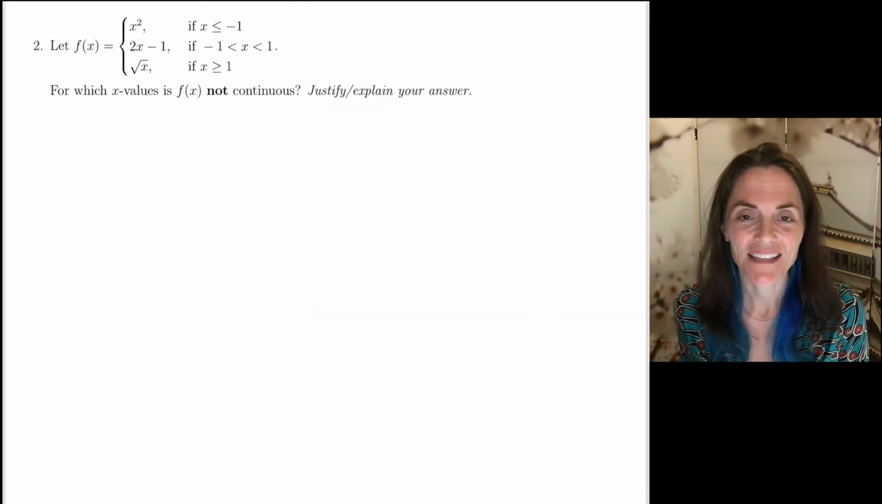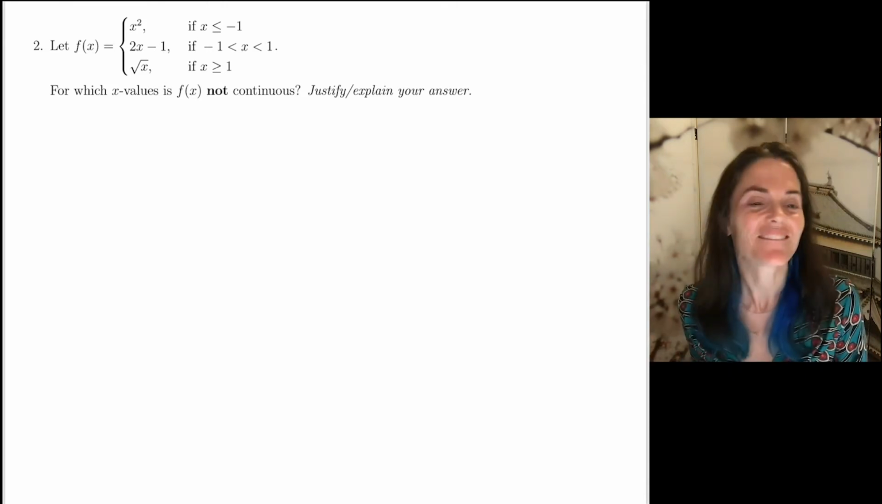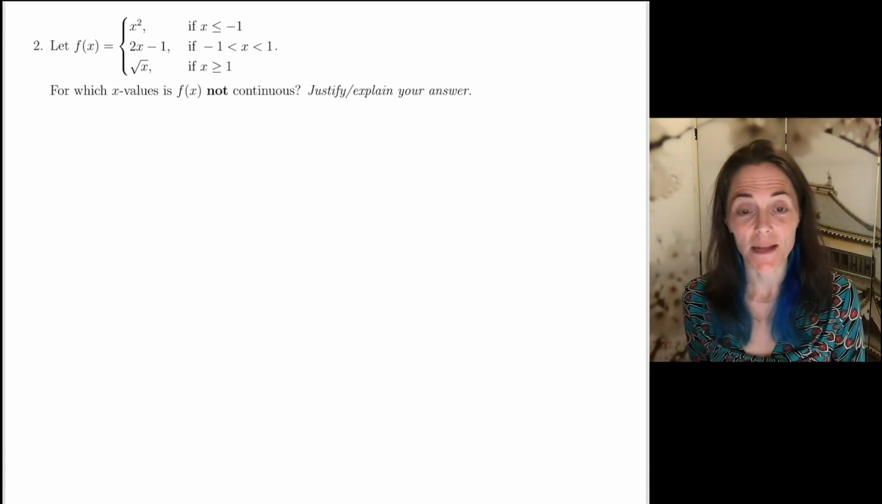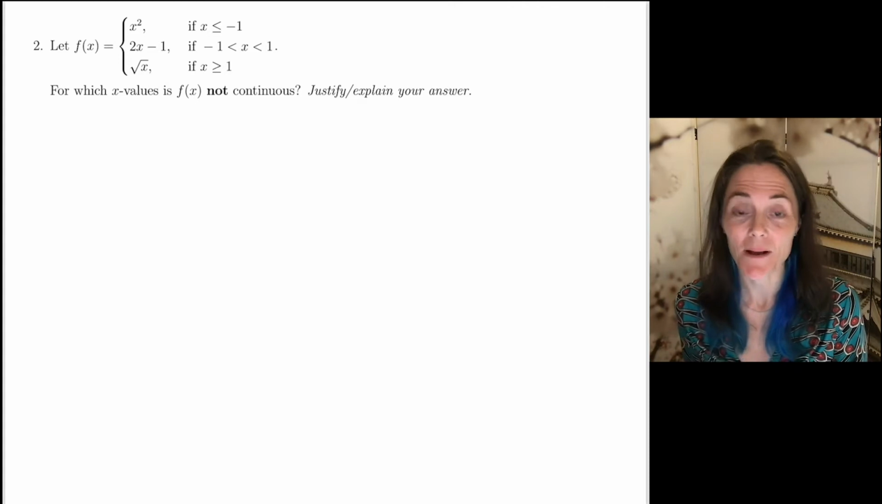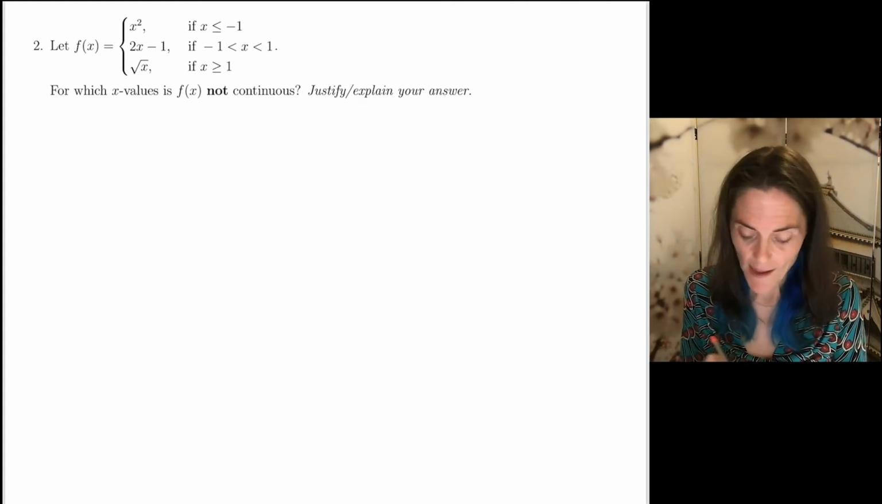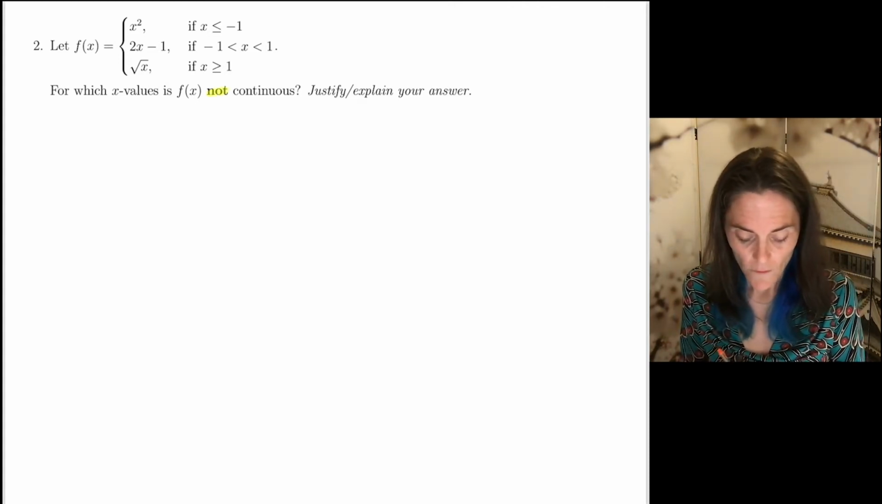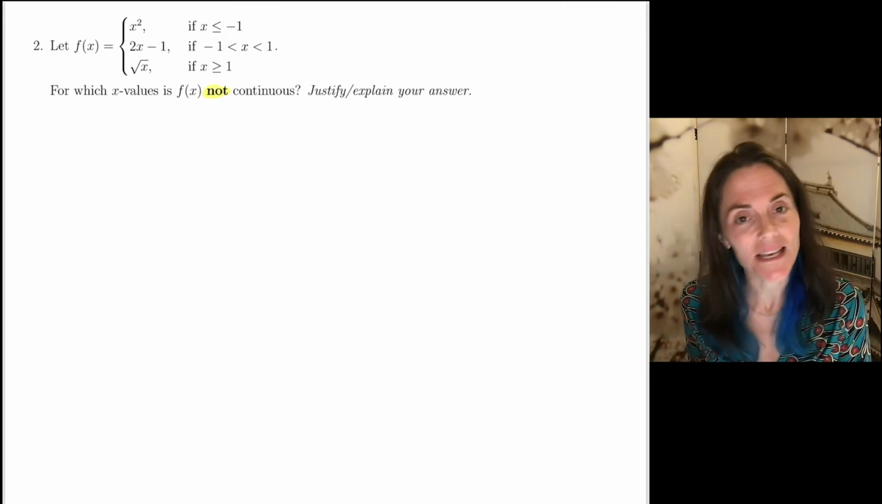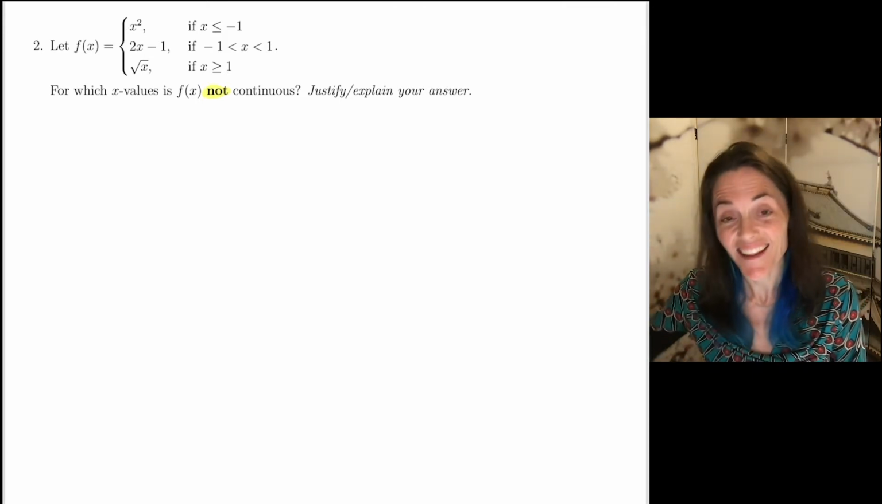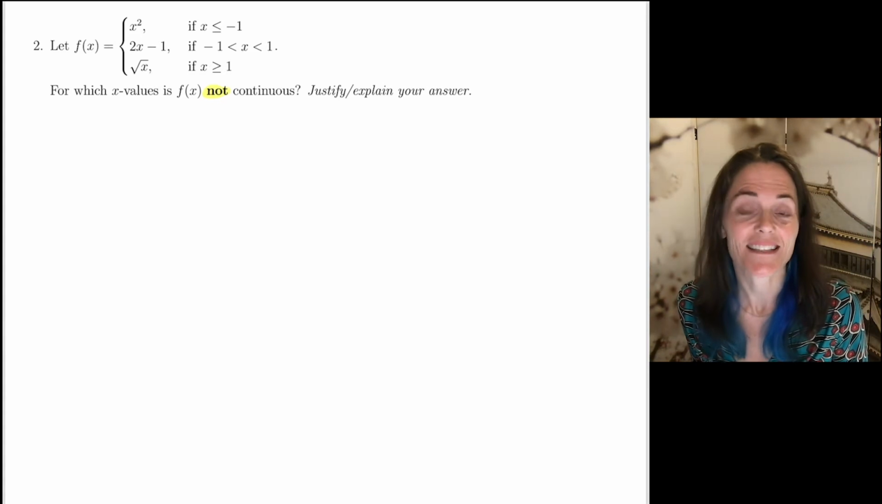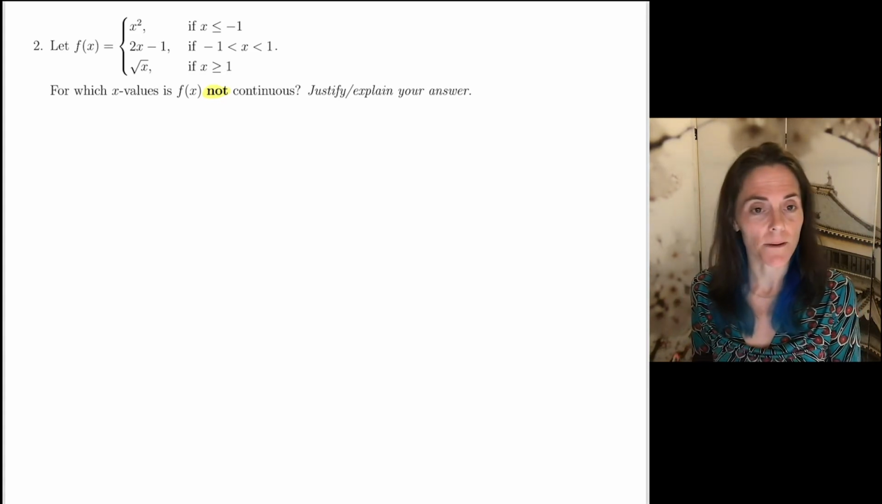Number 2. Well, in 1b, we use continuity to evaluate a limit, and this question is also a question about continuity. But this asks, for which x values is this piecewise defined function not continuous? And we need to justify or explain our answer.